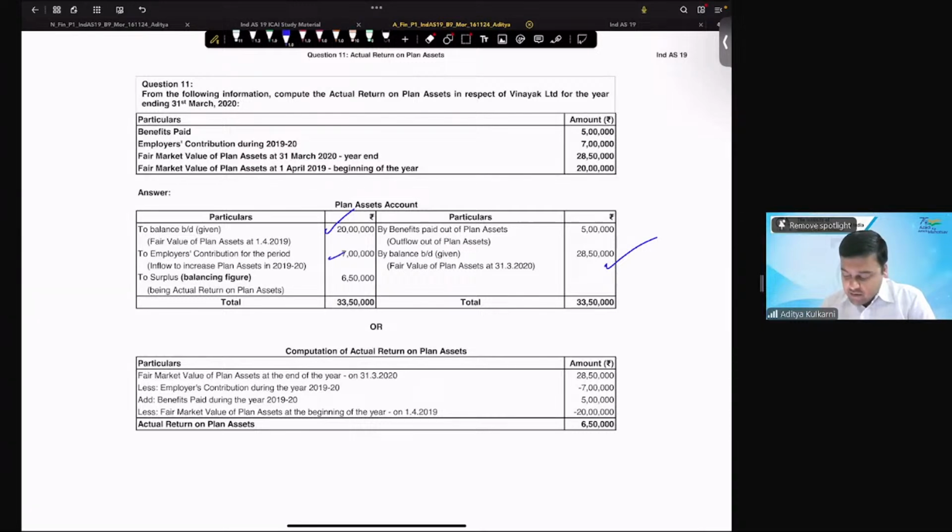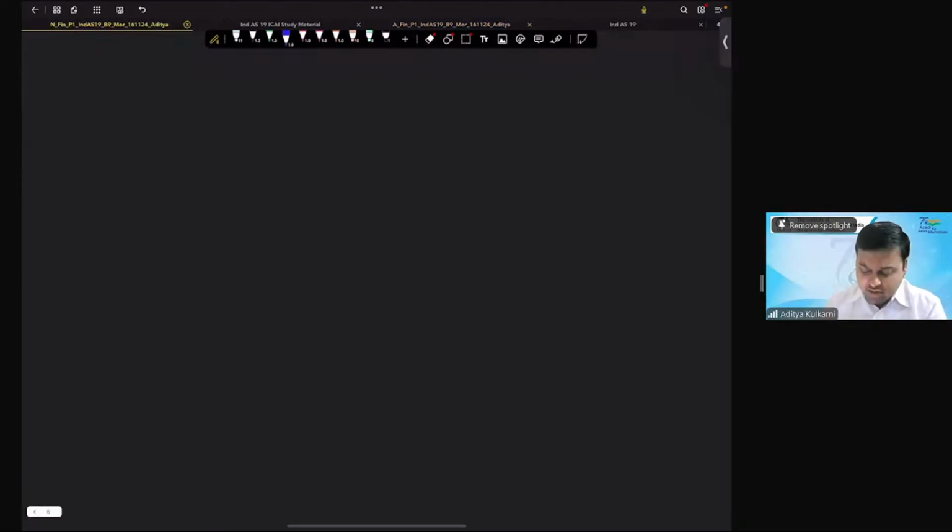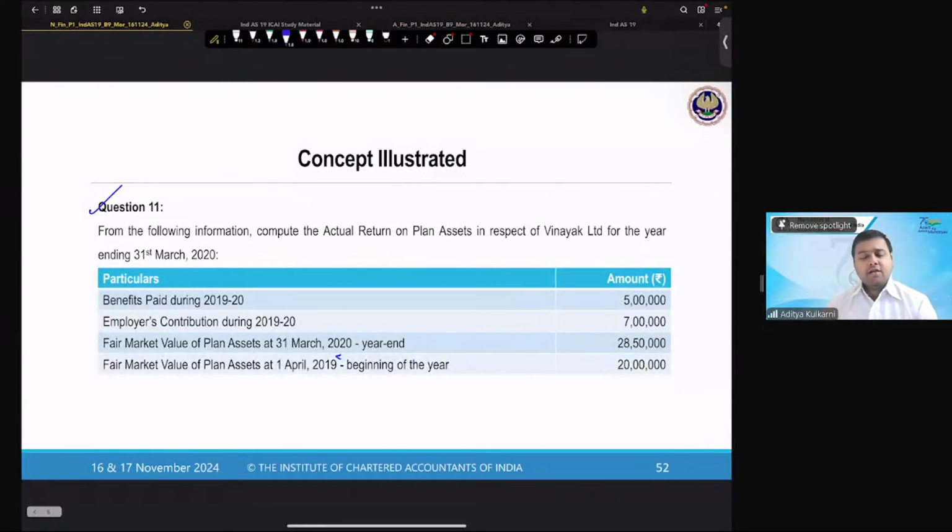You have contributed 7 lakhs, and you have paid out 5 lakhs. So the differential 6 lakh 50 is what is your actual return on the plan assets. Many times books are going to give you this statement, but this statement is nothing but the outcome of the above account. Ye theek hai? I hope you have understood this. So 6 lakh 50,000 is your calculation. कुछ है नहीं उसमें.